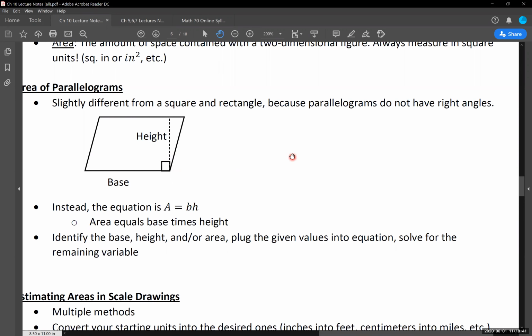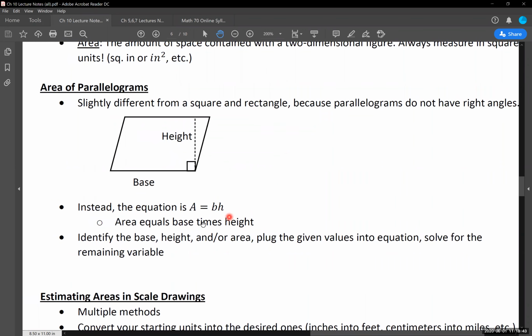So when you are going through these, again, identify the base, identify the height, and or the area if it has been given to you. Plug those values that we've been given into the equation and solve for what's left over. So we could have an instance where we were told the base of a parallelogram is, let's say, 2. The height of a parallelogram is 3. What is the area? So we have been given 2 of our 3 unknowns. We plug in what we know and solve for what's left over.